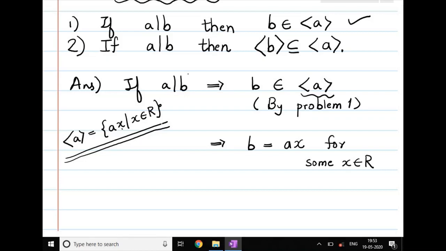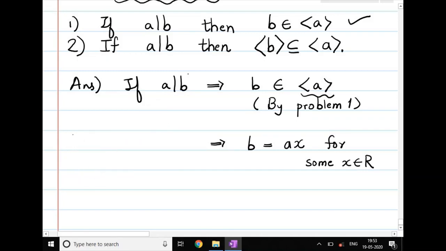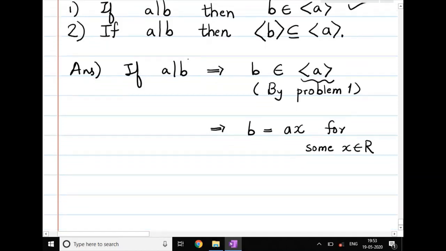And then I will also add other elements which are in the same set, meaning I have A times X plus B times Y, such type of elements. For the time being, I will just write multiples of A. So B is equal to A into X for some X in R.